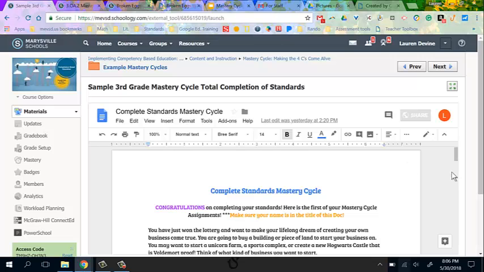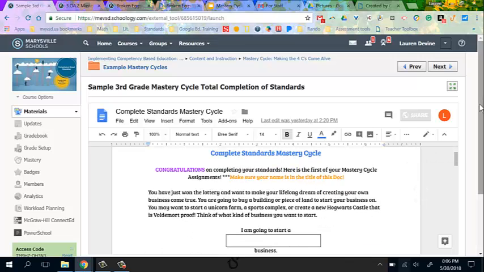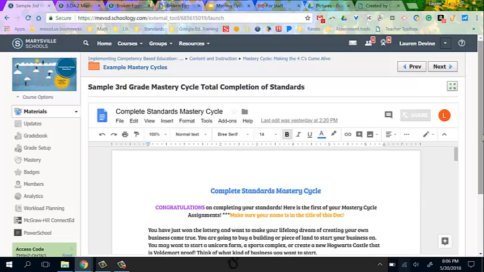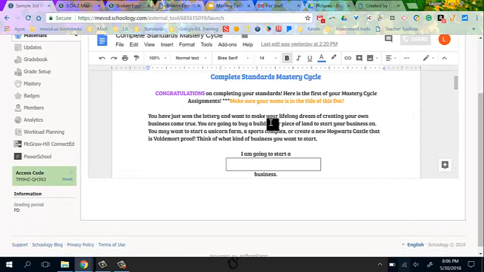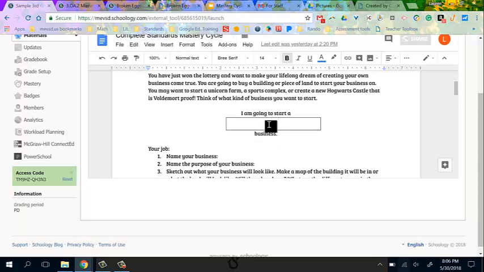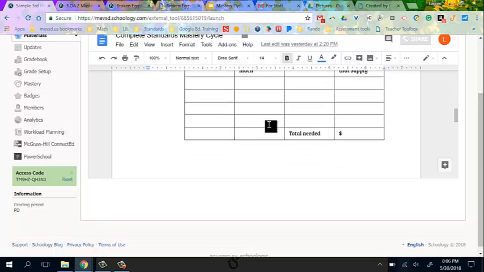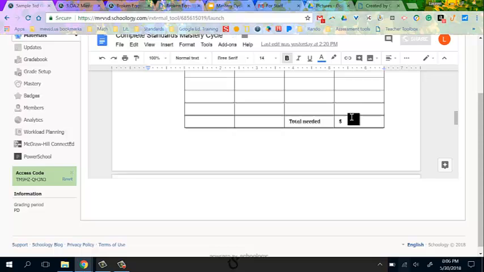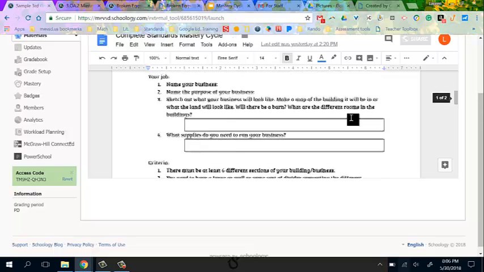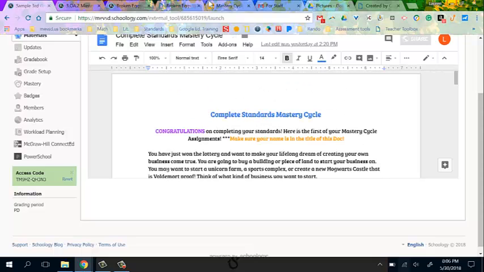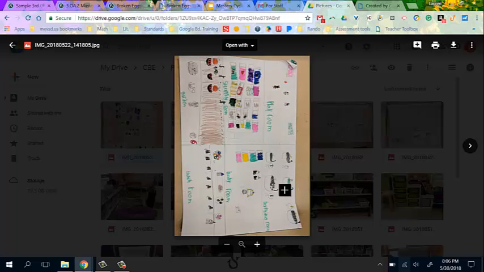And then the last one that we did at the end of the year, once they had gone through all the 3rd grade standards, I didn't really want to just jump them to 4th grade standards, so they took probably about 2 or 3 weeks working on this mastery cycle. They had to come up with a business, and then come up with a budget for their business, and answer the questions throughout the Google Doc. And then they also had to have a picture. And this is what some of theirs looked like.